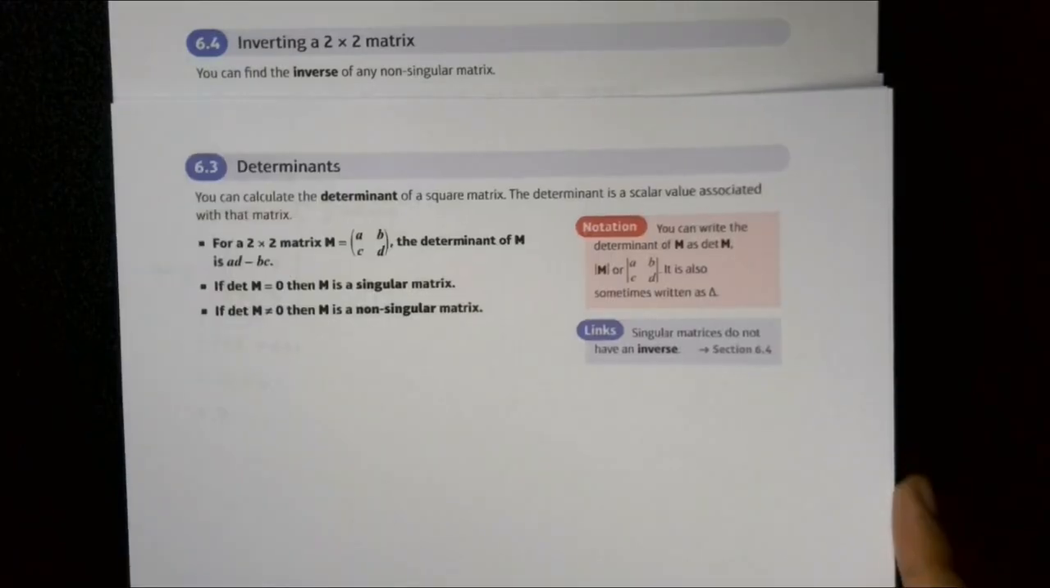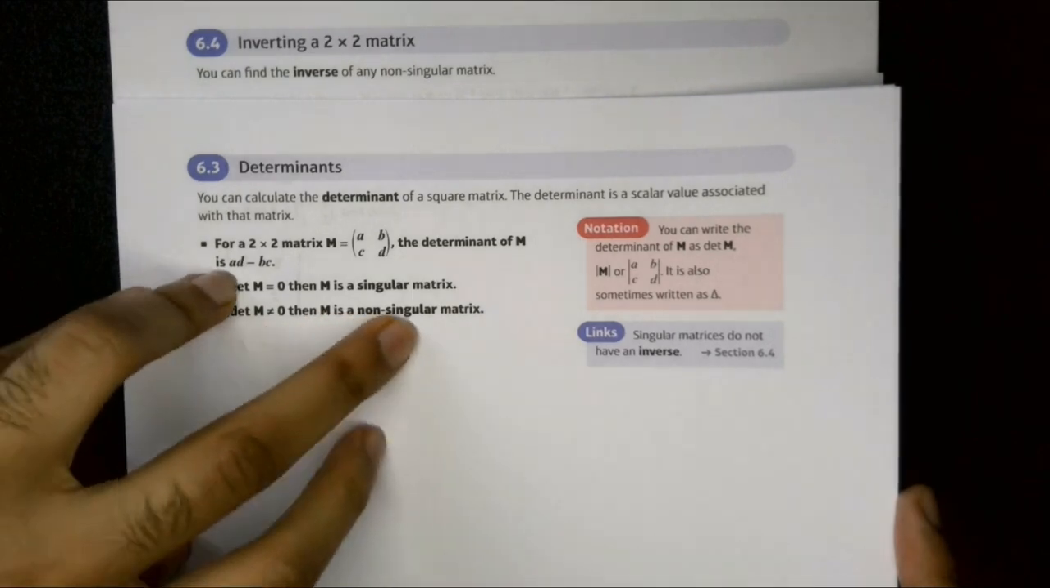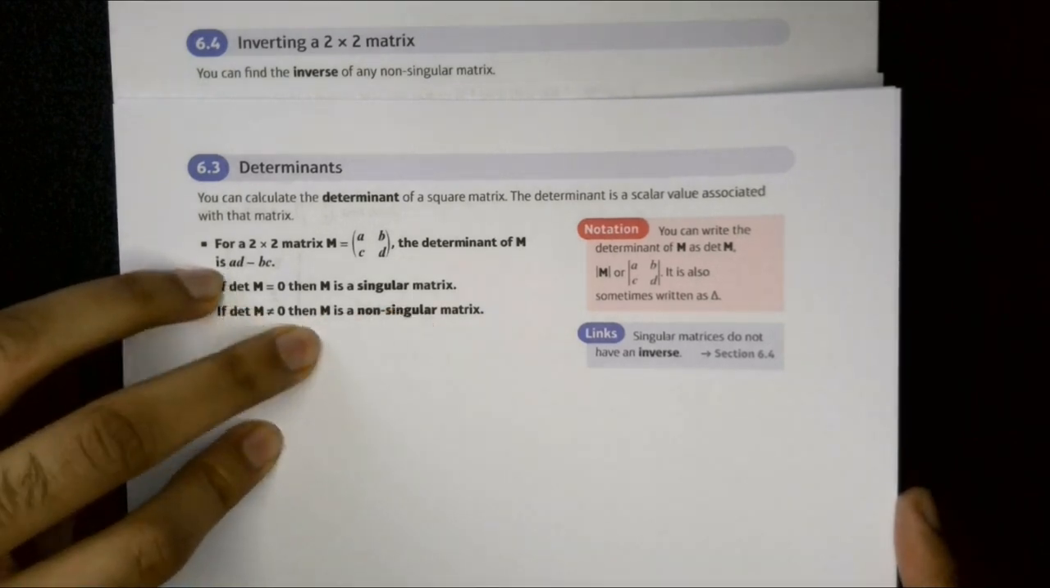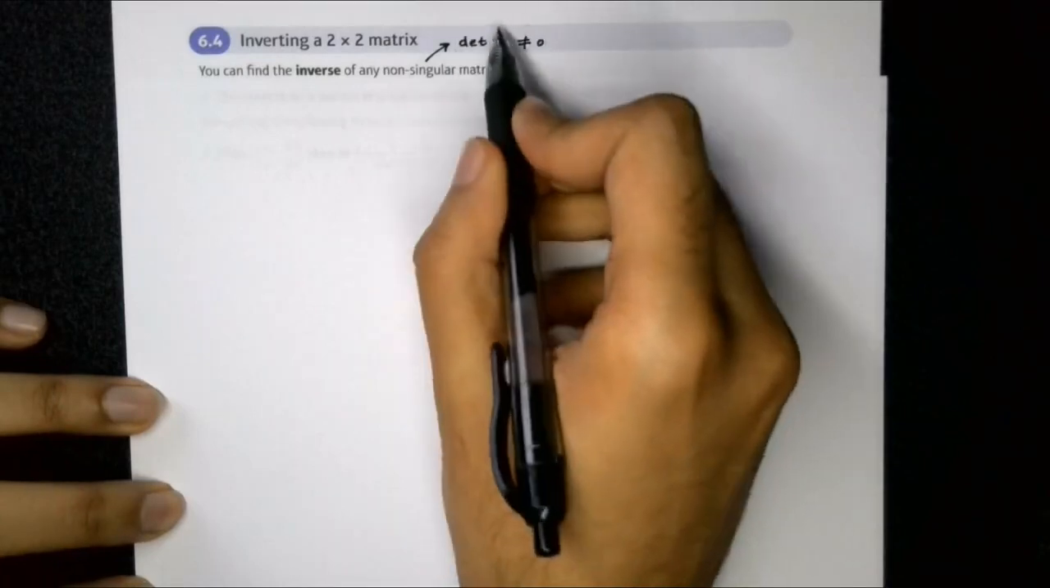6.4 Inverting a 2x2 matrix. Now you can find the inverse of any non-singular matrix. You will recall that for a non-singular matrix, the determinant of that matrix doesn't equal 0. And that's what we see over here.